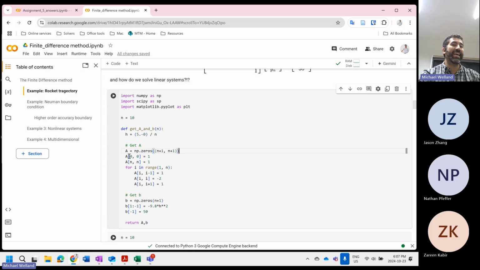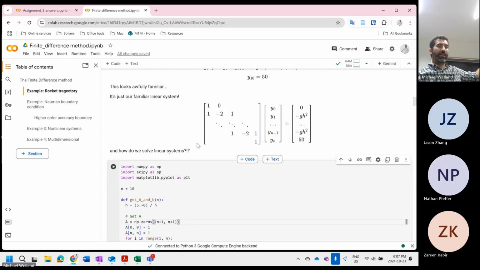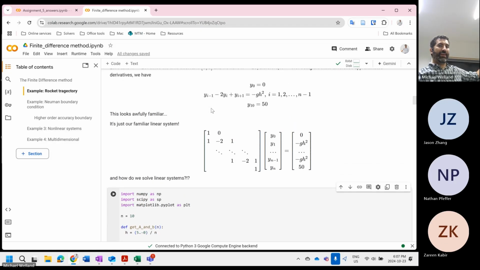All we're saying is A at 0, 0, that's our top diagonal, is equal to 1. You guys know why? This equation is y naught is equal to 0. So there is a 1 on the diagonal, which corresponds to y naught. And then over here in the constant vector is the 0. So when you multiply this through, 1, 0, 0, 0, 0, 0, y naught is equal to 0.